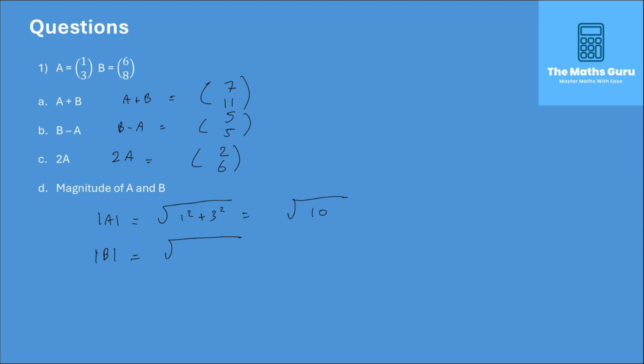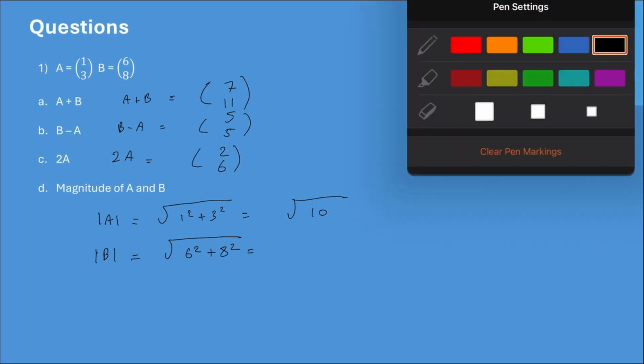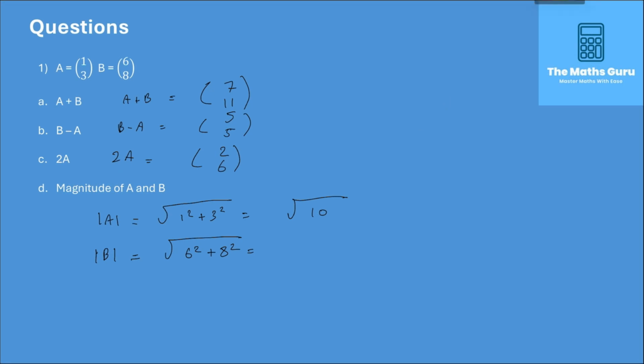Magnitude of b is going to be the square root of 6 squared plus 8 squared, which is going to be equal to 36 plus 48, not 48, it's going to be 36 plus 64. Is that going to be 100? Yes, it is. So square root of 100. The magnitude of b is going to be equal to 10.